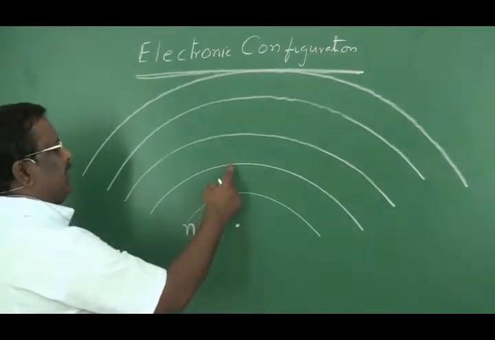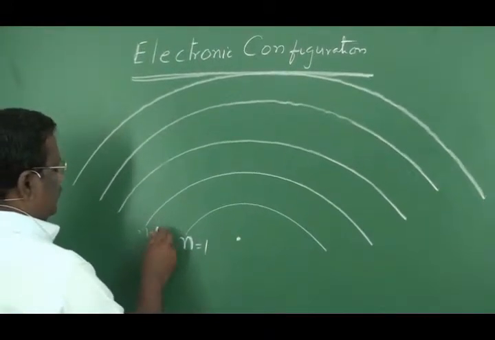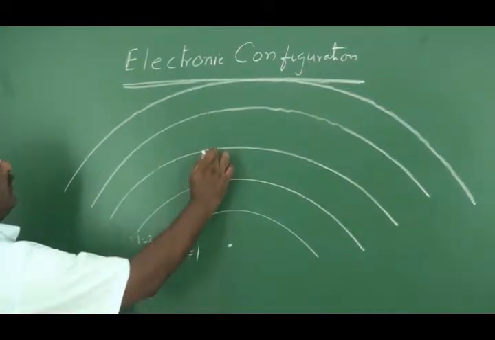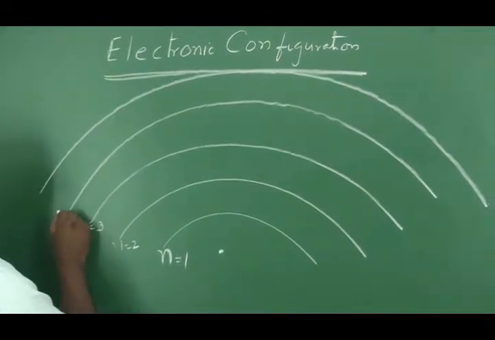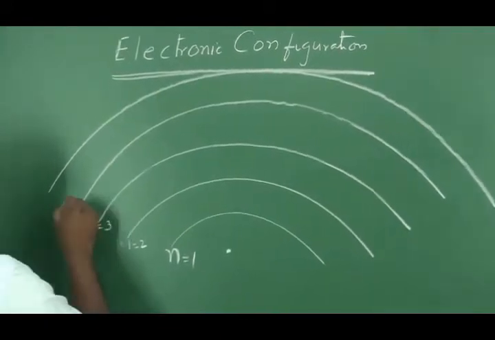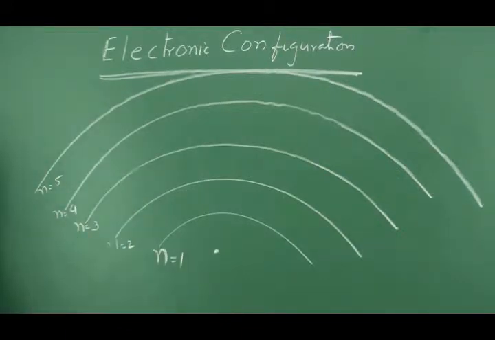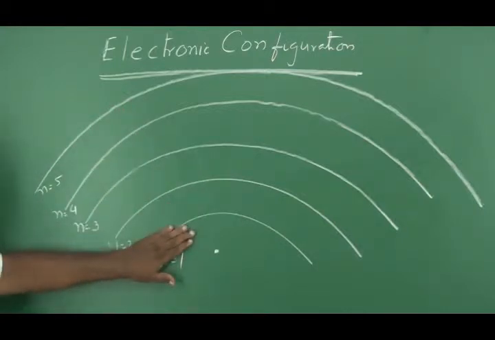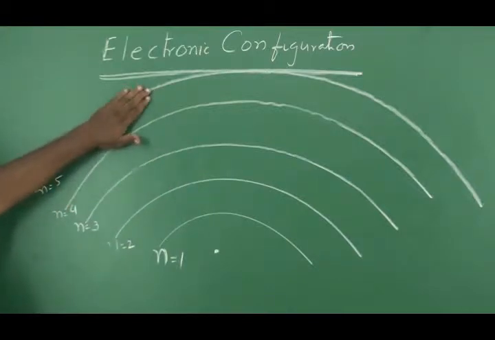And this is the second energy level from the nucleus, so its n is equal to 2. Then this is the third one from the nucleus, n is equal to 3. n is equal to 4. n is equal to 5, and so on. So these are the main energy levels. From the nucleus side, their n values are 1, 2, 3, 4, 5, and so on.